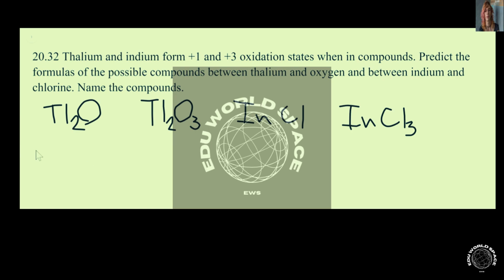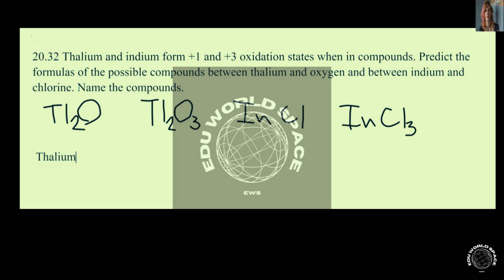And now we need to name these ionic compounds. So for Tl2O, thallium and indium could take a number of different oxidation states. For example, in this problem, we saw them take +1 and +3 oxidation states. So it's important that we indicate what oxidation state thallium has in the name. And we do that by putting a Roman numeral in parentheses after thallium or indium, after our cation.